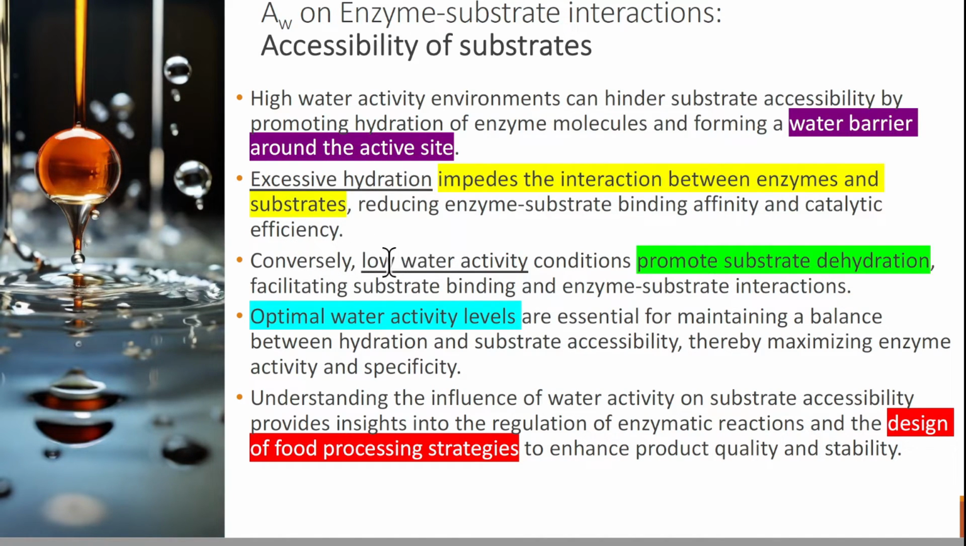On the other hand, in the low water activity condition, as you can see in the previous graph, it can promote substrate dehydration and facilitate substrate binding. Therefore, if there is no water molecule on the active site, then the substrate can bind to the enzyme, resulting in enzyme substrate interaction. Therefore, we need to know the optimal water activity level that is good for maintaining the balance between hydration and substrate accessibility, and therefore maximizing enzyme activity and specificity.